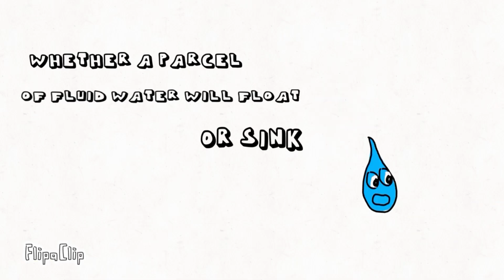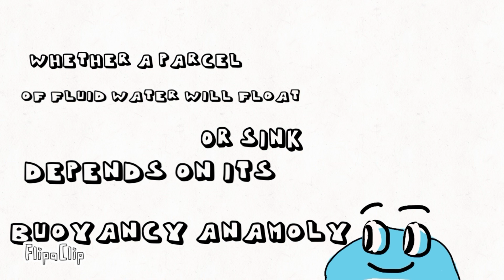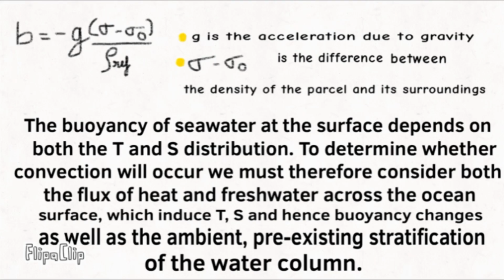Whether a fluid parcel will float or sink depends on its buoyancy anomaly. Let's derive the buoyancy equation. Buoyancy equals minus g times sigma minus sigma naught divided by rho reference, where g is the acceleration due to gravity, and sigma minus sigma naught is the difference between the density of the parcel and its surroundings.